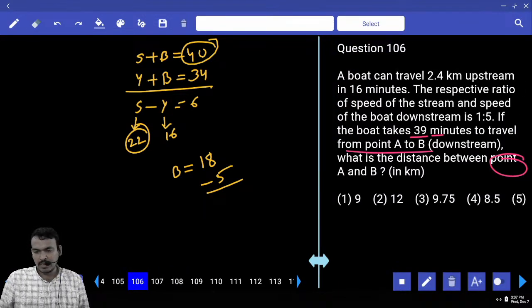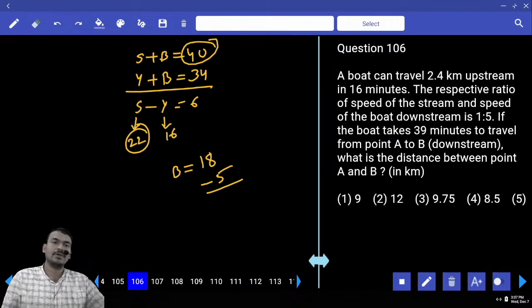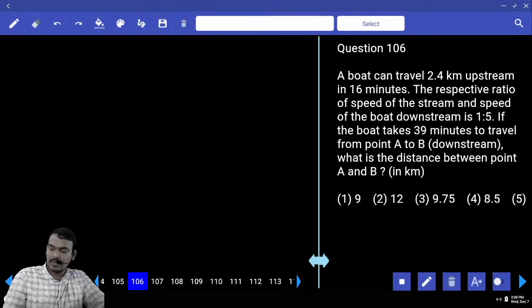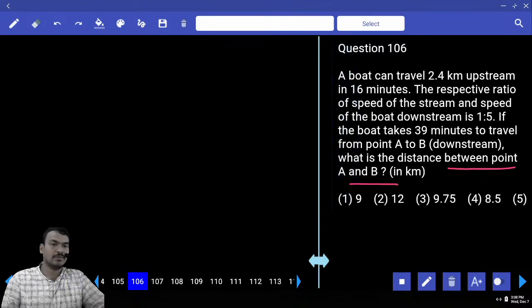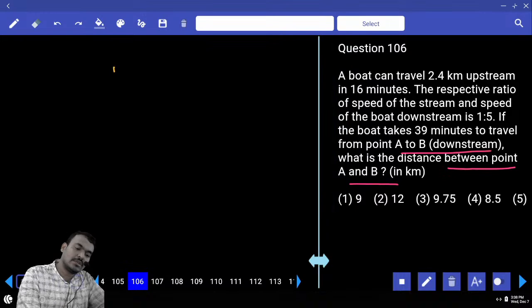Next, question number 106. A boat can travel 2.4 kilometers upstream in how many minutes? 16 minutes. The respective ratio of the speed of the stream and the speed of the boat downstream is how much? 1 is to 5. If the boat takes 39 minutes to travel from point A to B, downstream or upstream? Downstream. What is the distance between point A and B? What is the question here? The distance between point A and B. A to B is downstream or upstream? Downstream.